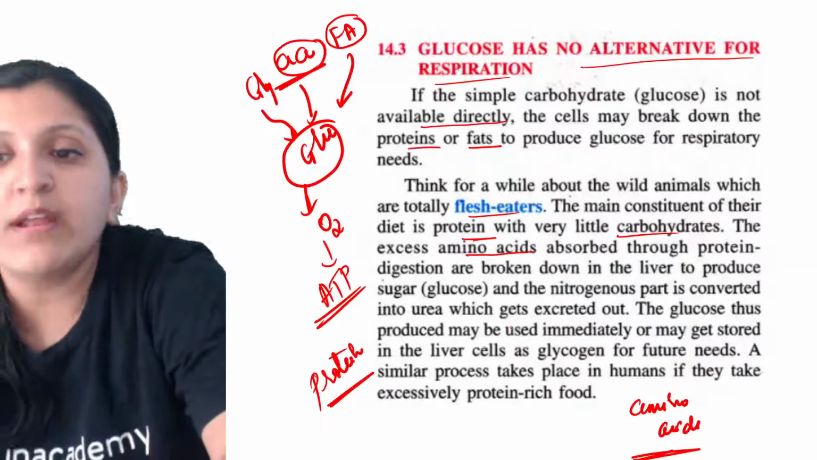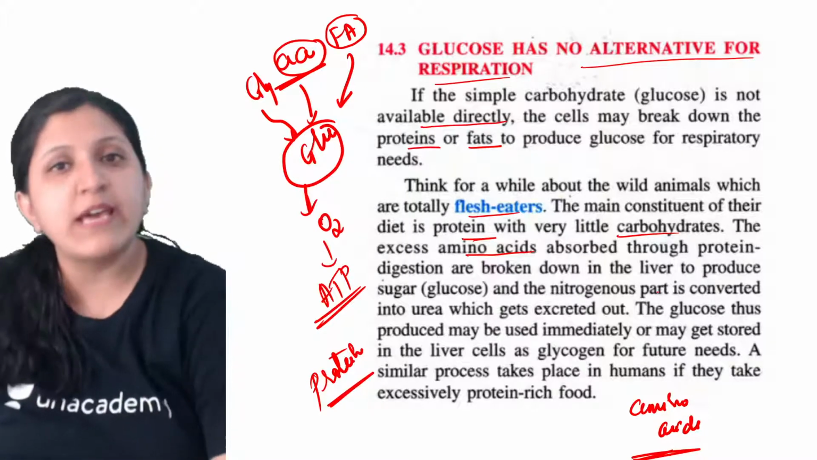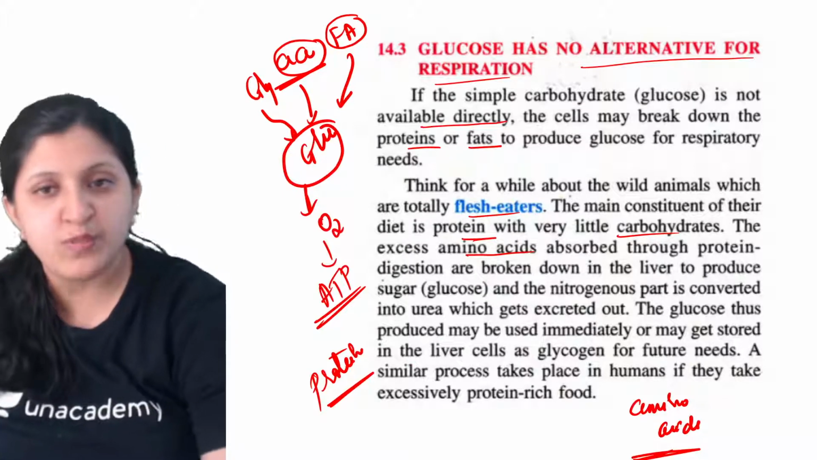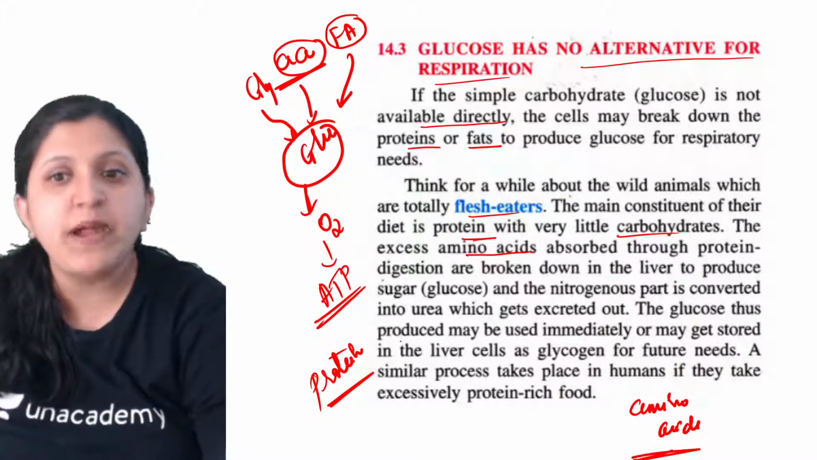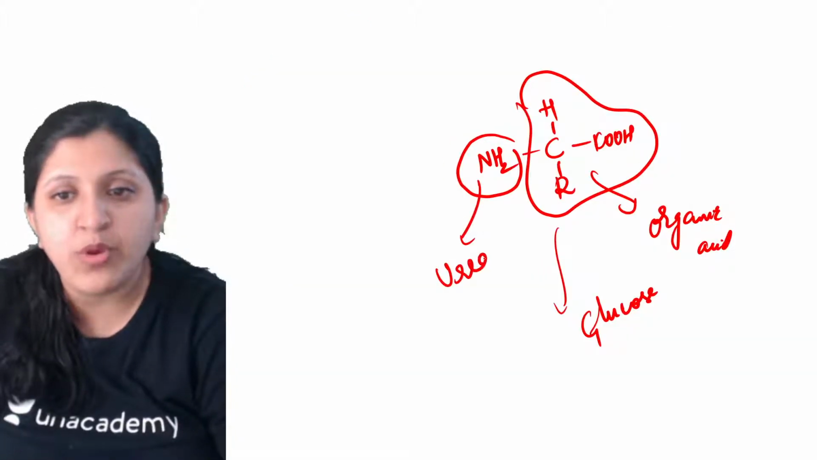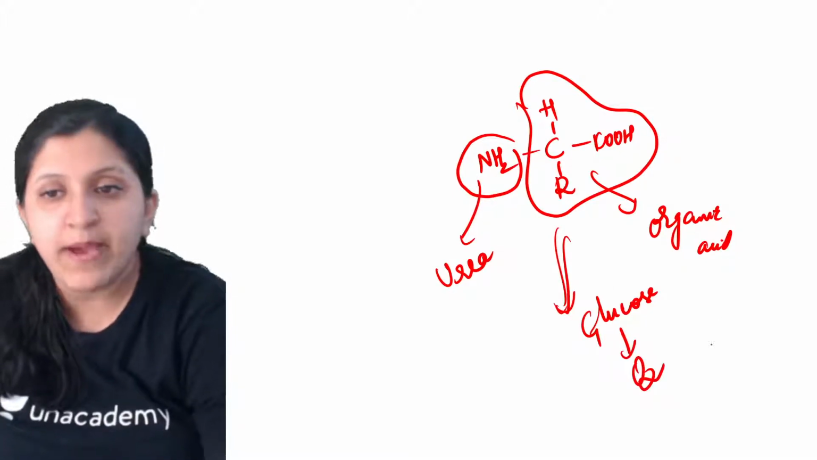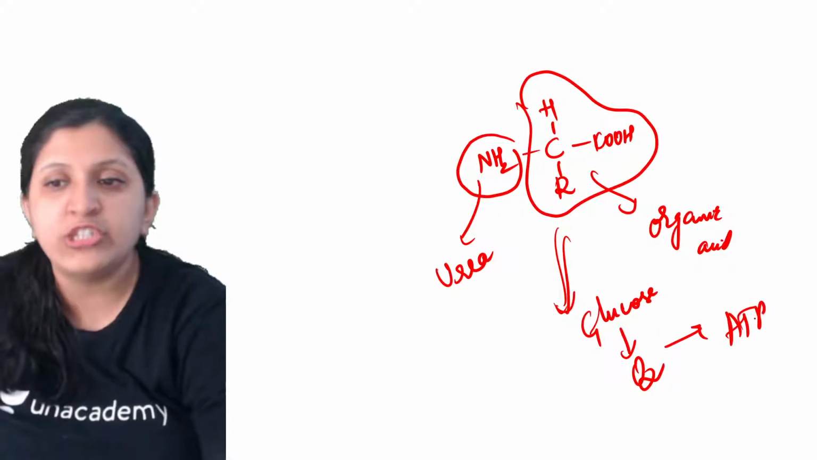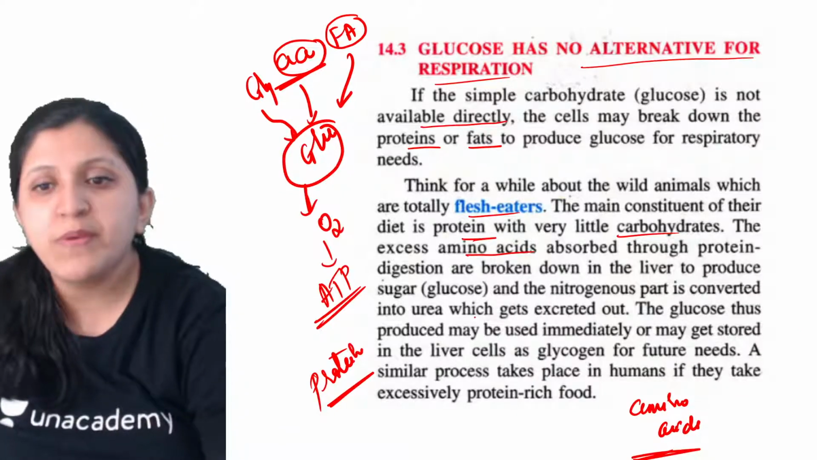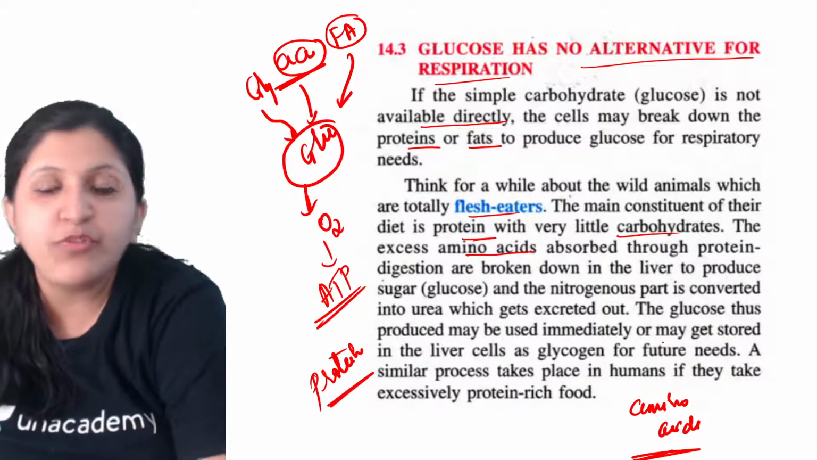Here again, the excess amino acids are absorbed and sent to the liver to produce glucose. From amino acid itself, glucose production will occur. The nitrogenous part is converted into urea. This part will become urea, and this part will become glucose, and this glucose will combine with the oxygen to produce energy, that is ATP. The glucose thus produced may be used immediately or may get stored in the liver as glycogen for future use.